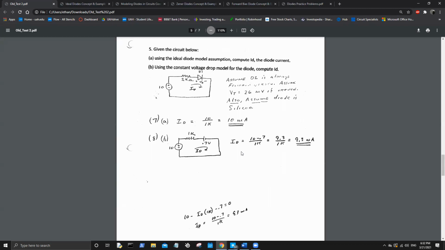Yeah, I agree with that. I agree with that, and that's why I'm a little suspicious. Yeah, it's a little sus, but we'll see. So now let's get to B, which is using constant voltage.